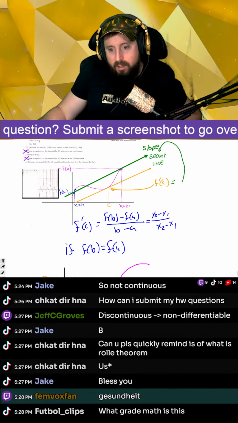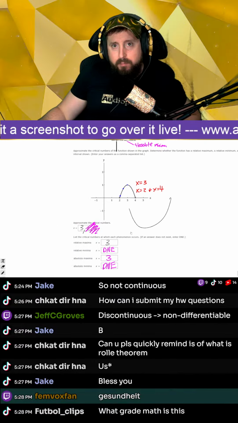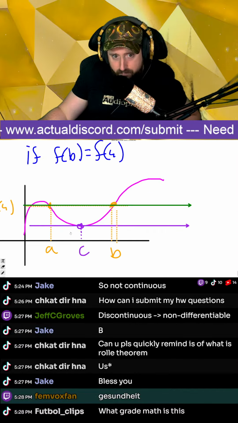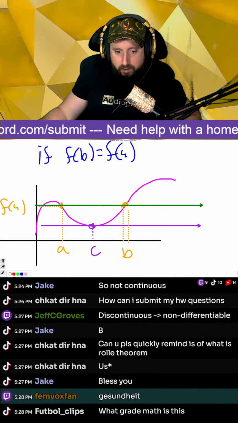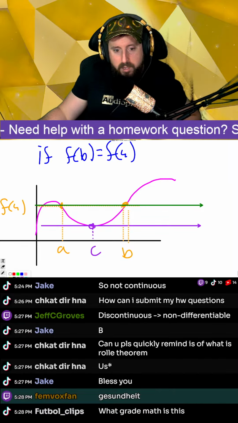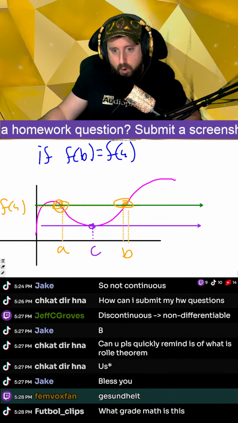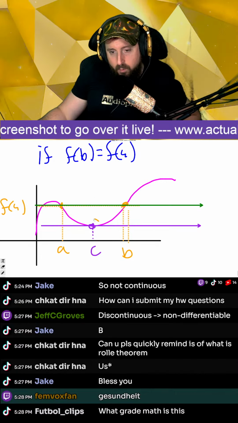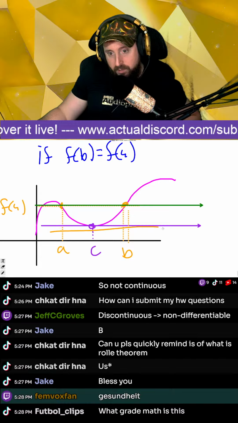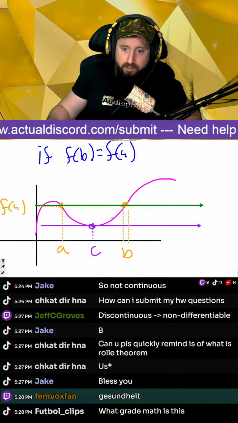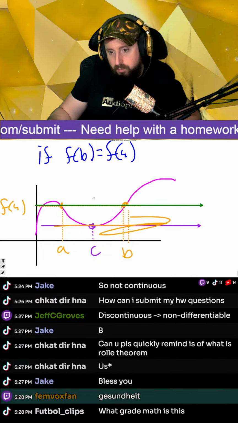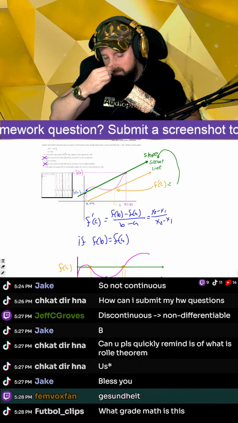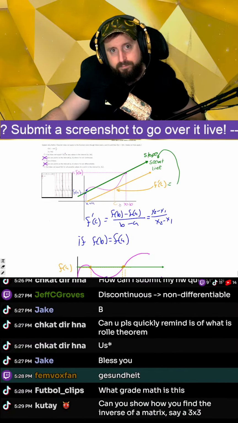Someone said, can you quickly remind me of what Rolle's theorem is? Yeah, we did that a little bit earlier, but Rolle's theorem just says if you have a function that's continuous, which means it doesn't break, like this pink one here, and the function equals the same y value at two different spots, then there has to be somewhere in between where the derivative of that function is equal to 0, because the slope somewhere in between has to equal the average slope between the 2 points. This is calculus, which could be like 10th grade, maybe 11th, maybe 12th.